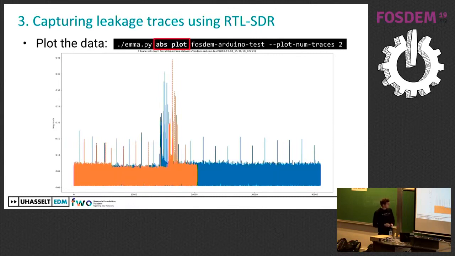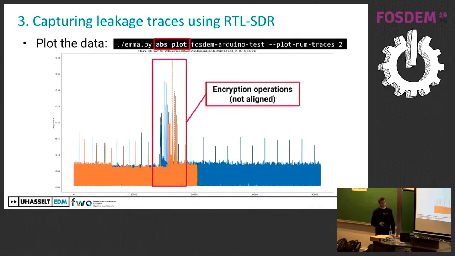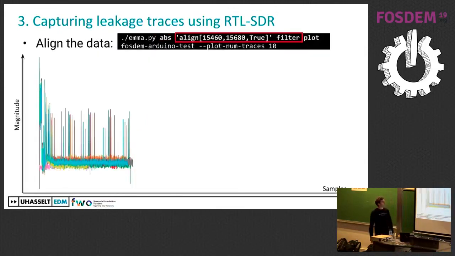But there's a problem, because if you remember from the SEMA theory slides, the encryption operations need to be aligned, because we're going to select a single point in this trace and use that to correlate with our model. But the encryption operations in this case are not aligned, because at some times the capture will start a bit later or stop a bit earlier, like in this case. So we still need to perform an alignment.